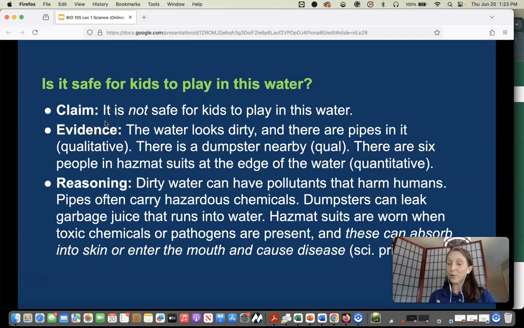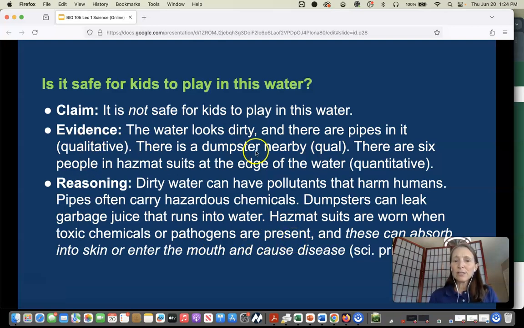So again, if it were me, I would be making the claim that it is not safe for my kids to play in this water. The evidence that I have is, one, that the water qualitatively looks dirty. There are pipes in it, so that's a qualitative observation. There's a dumpster nearby, just like we talked about, and it can leak some of those juices from the garbage that is in the dumpster. And then there are 6 people in hazmat suits at the edge of the water. And typically, those hazmat suits are worn when toxic chemicals or pathogens are present.